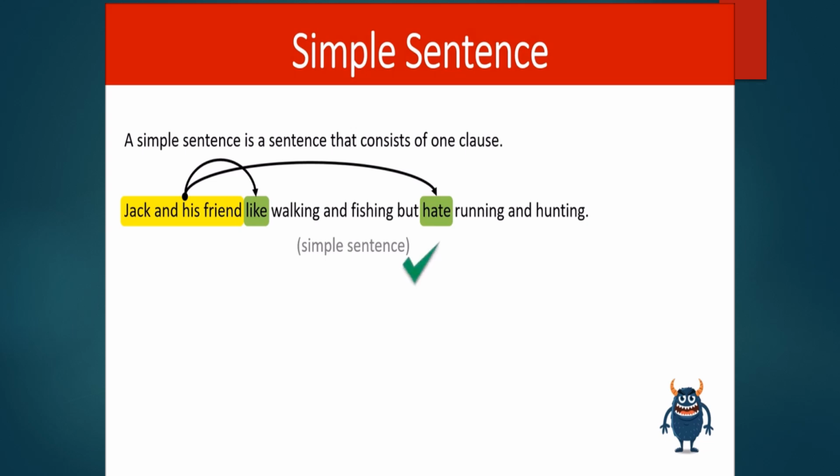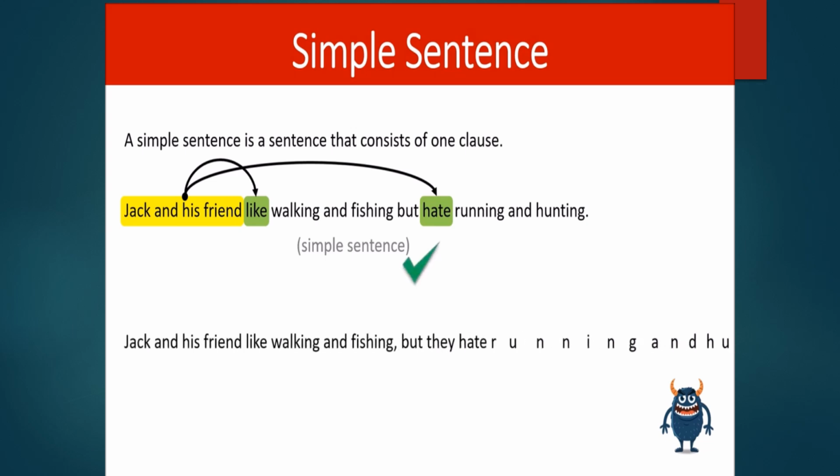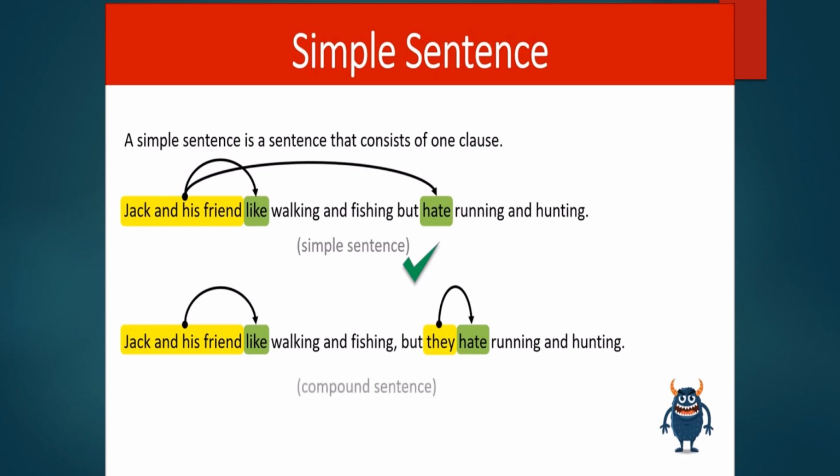But look at this similar example. Jack and his friend like walking and fishing, but they hate running and hunting. This time we have two subjects and two verbs. The compound subject, Jack and his friend, governs the verb like, but the word they governs the word hate. So now we have two subjects. We have two clauses. These are actually two independent clauses. Both of them could stand alone as sentences. This is what we call a compound sentence. And we have a whole page about compound sentences and a video on the website.